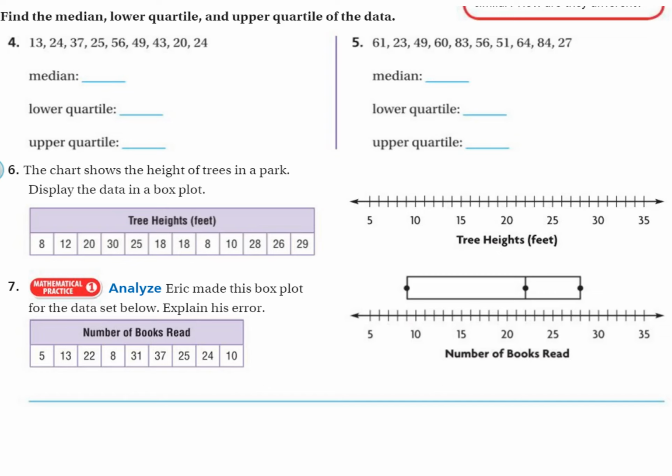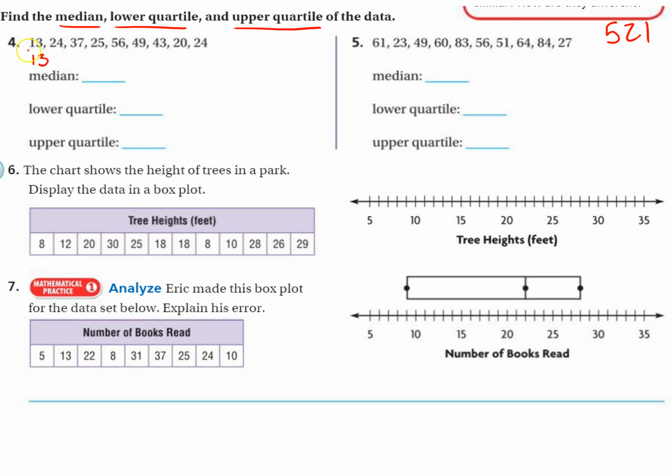All right, now I'm on the bottom of page 521. Let's continue on. For 4 and 5, they just want us to find the median, the lower quartile, and the upper quartile. We don't need to graph it. So the first thing I need to do is put all these numbers in order from least to greatest.